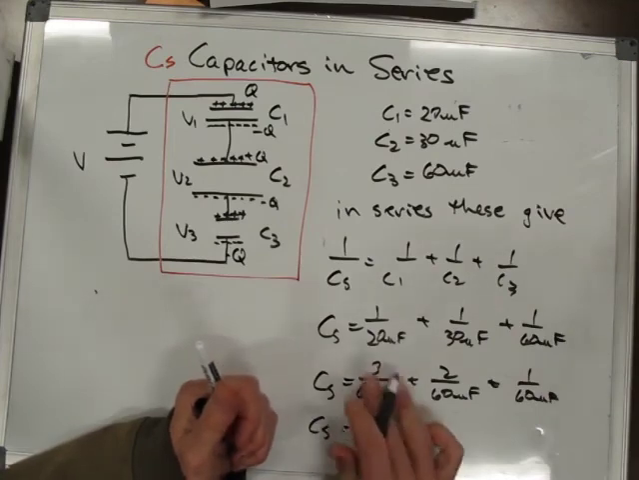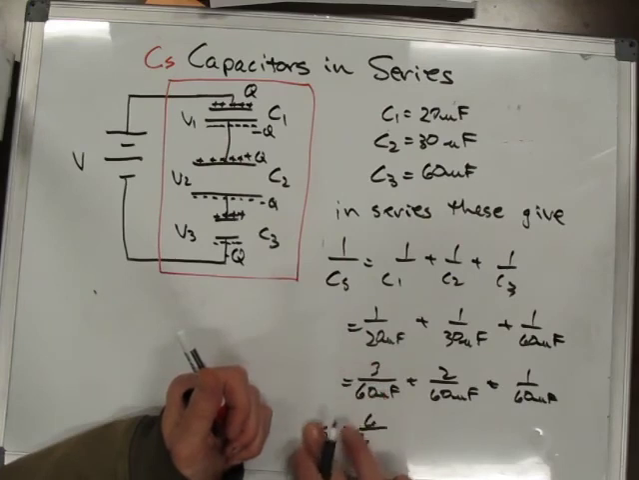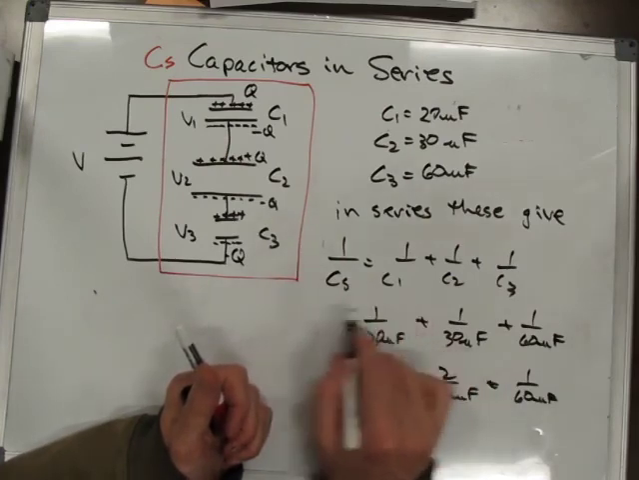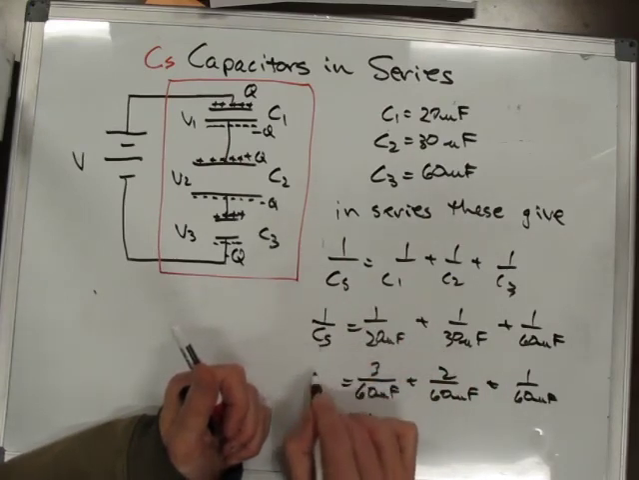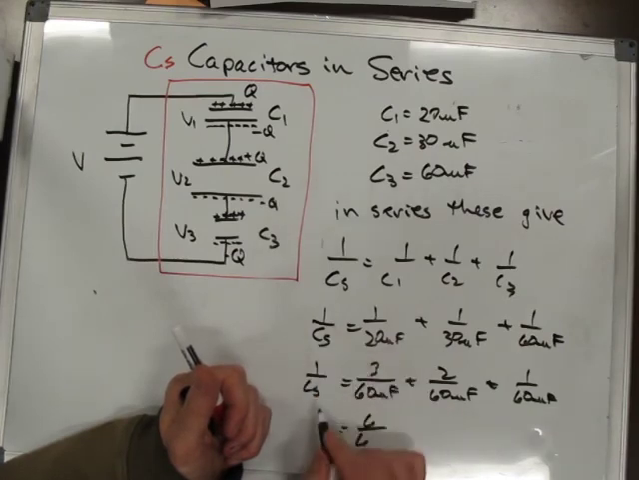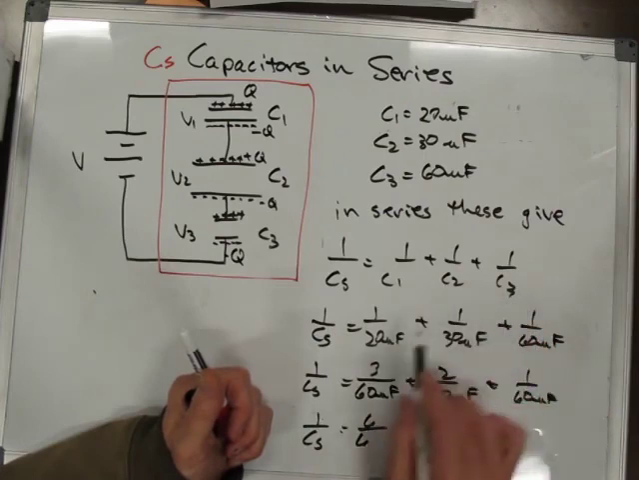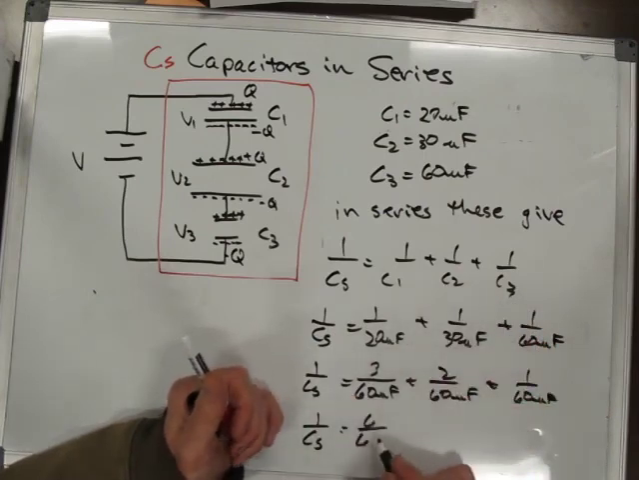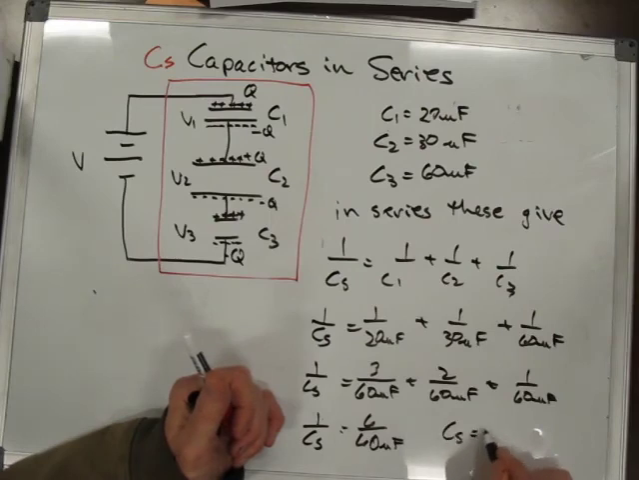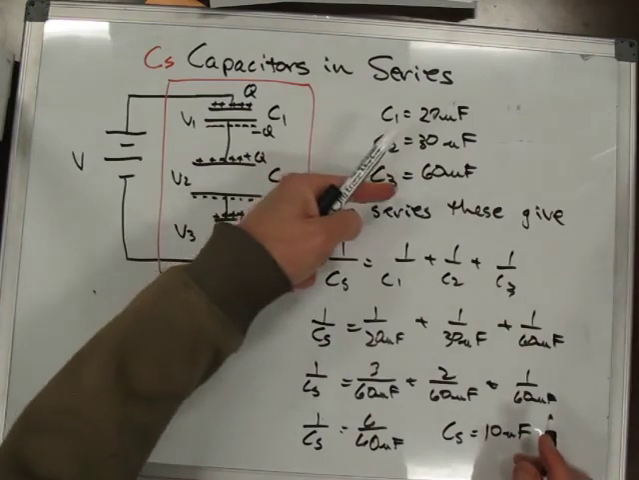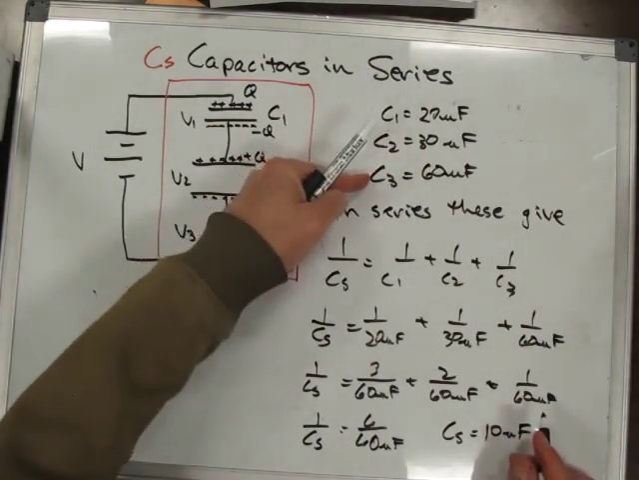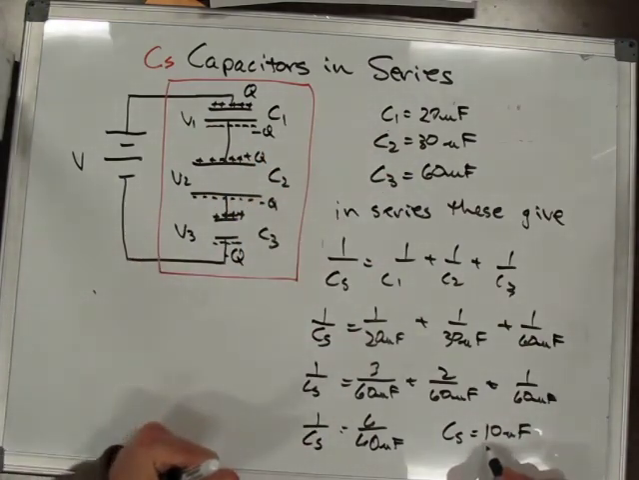Oh, I'm sorry, this is still 1 over C series. That was our formula: 1 over C series equals 1 over C1 plus 1 over C2 plus 1 over C3. So this is 1 over C series, 6 over 60 microfarads. That says C series is equal to 10 microfarads. And notice, in parallel they add up: in parallel I got 110 microfarads. In series I get 10 microfarads.